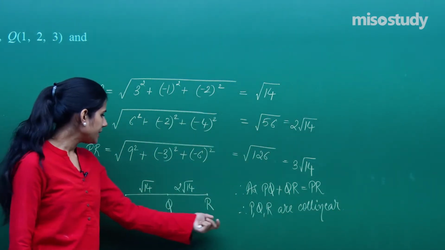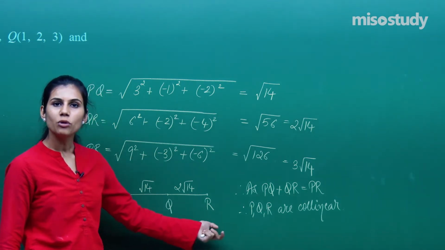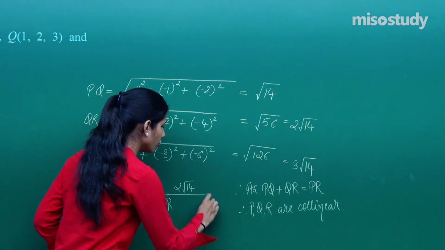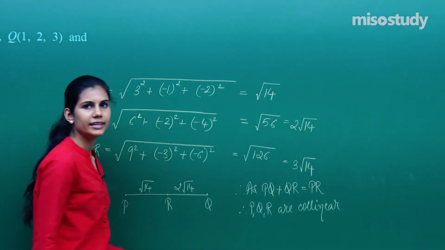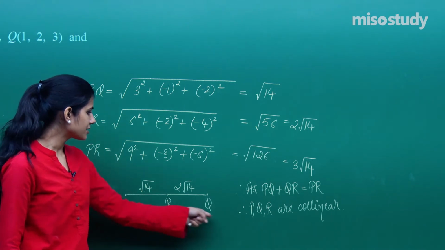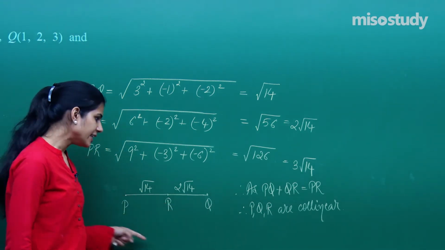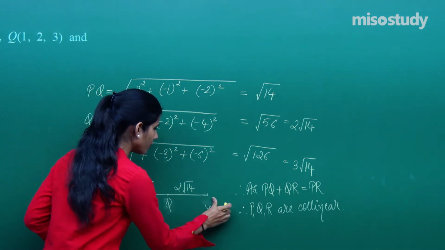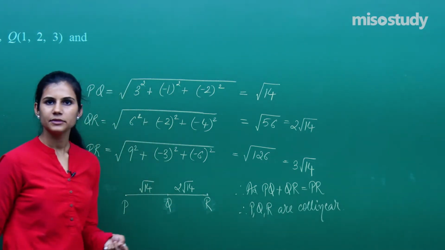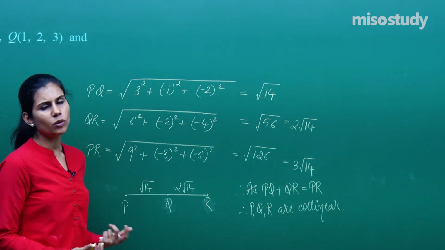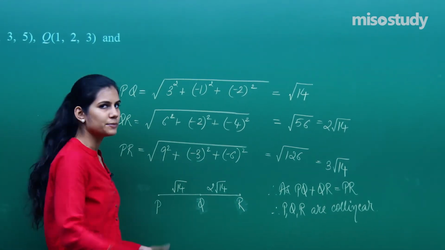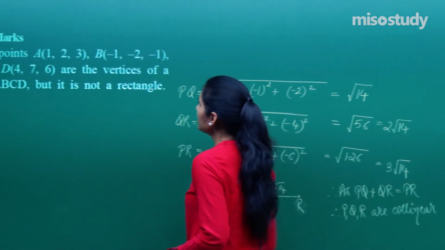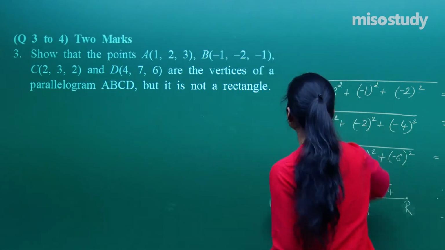If I would have got PR plus QR is equal to PQ, then I would be having R over here and Q over here. Even that would have meant that they are collinear points. Even then in this order, the points would have been collinear. Right now, in this order, the points are collinear. Fine. Order is not important. What is important is at the end of the day, they should be lying on the same straight line in any order.